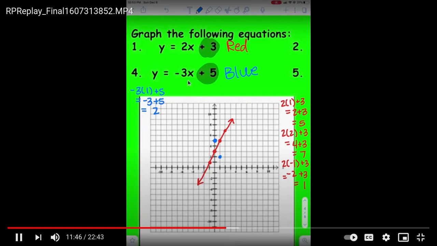And I can already tell my line is going to rise to the left because my m right here, my slope, is negative. So I'm going to do negative 3 times negative 1 plus 5, which is going to give me 3 plus 5, which gives me the point (-1, 8) right here. And like I said, you only need to do 3 points. So I'm going to go ahead and draw my line.